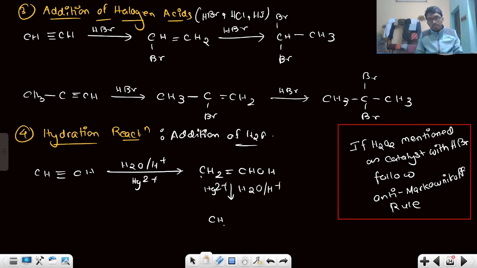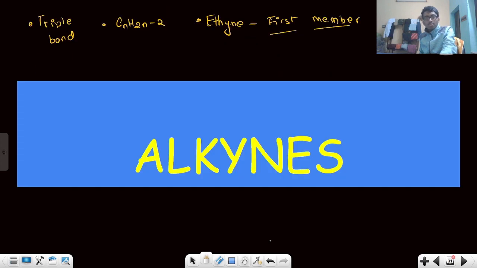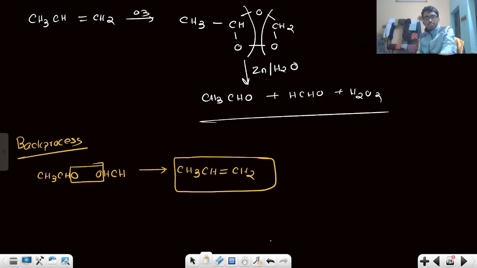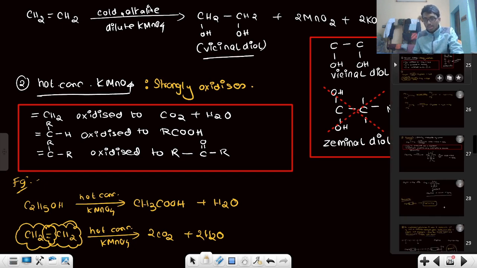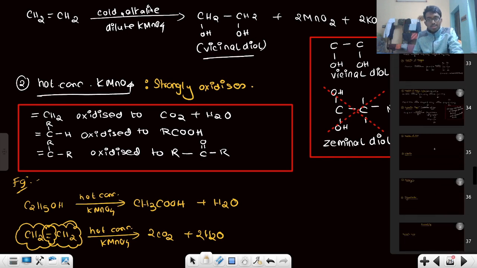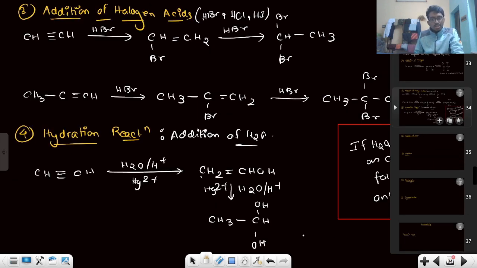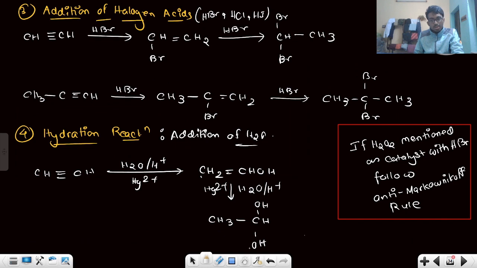So I can write CH3, single bond, CH with OH and OH. Now if you remember, I told you in the last case, wait, let me show it to you. This one. Geminal diol does not exist. That means on the same carbon two hydroxy groups cannot be there, right? I have told you that geminal diol does not exist. So then this thing cannot happen, that there are two hydroxyl groups on one carbon. Then what will happen? Water will move out.